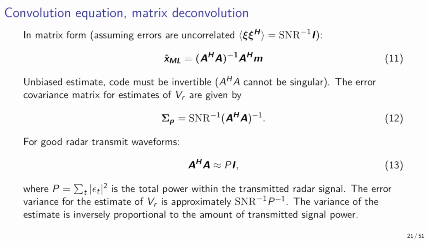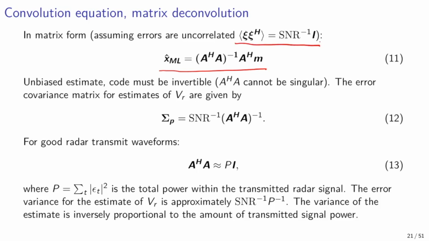Using the matrix notation, we can obtain a maximum likelihood estimate of the scattered complex voltage as a function of range using equation 11. This equation is widely encountered in statistics. Sometimes this type of estimation is also called linear regression. The matrix formula for maximum likelihood assumes that the measured noise at different times are uncorrelated and identically distributed.